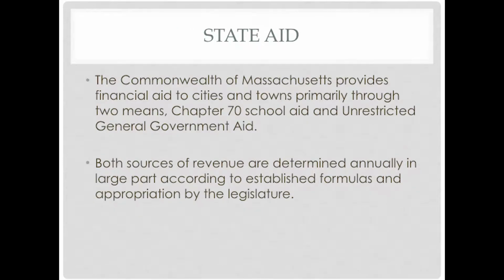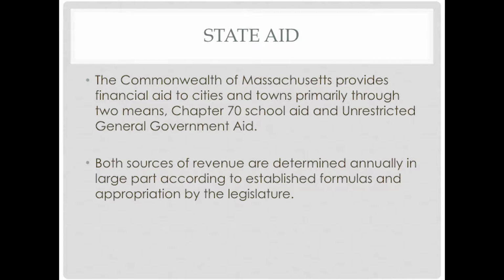State aid. There are 2 different forms of state aid that make up about $15 million of our budget, which, when you subtract out the utility budgets, is actually pretty substantial. It's more than 10% of our total revenue. It comes in 2 main sources. One we call Chapter 70, which is school aid. The other is known as UGGA, or Unrestricted General Government Aid. In Norwood, we sort of pool everything together.